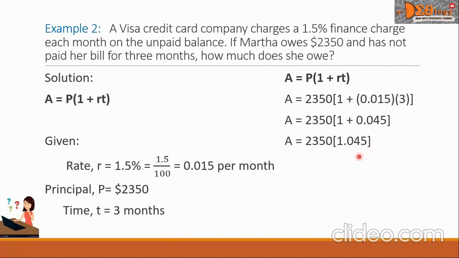And then we will add this 1 plus this decimal, so we will have that 1.045. Using our calculator, we will take the product of 2,350 times 1.045. Our answer is 2,455.75. This is the total amount. We will not forget our dollar sign, and this is now our final answer.